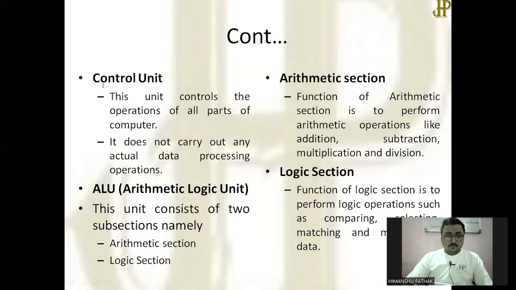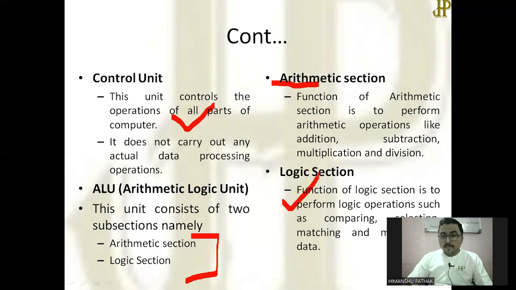Now, control unit, again, it controls the operation of all other parts of the computer. ALU is divided into, again, two sections, as the name suggests: arithmetic section and logical section. Arithmetic, as the name suggests, again, you can perform all the mathematical operations, and logic section is used for performing any logic operations such as comparing, matching, okay, of the particular data.